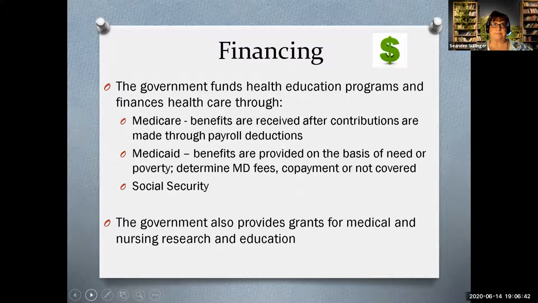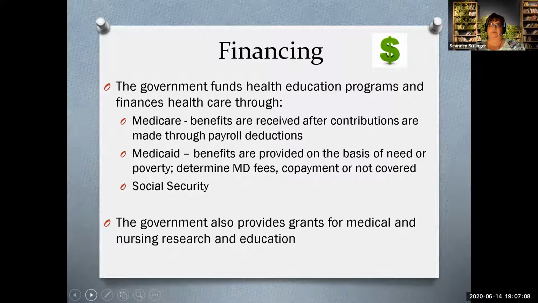So the financing, so how does the government fund things? And so the government funds health education programs. Again, I'll go back to the Back to Sleep program. Government funded that and finances the healthcare through Medicare, Medicaid, and Social Security. And they also can provide grants for research and education.